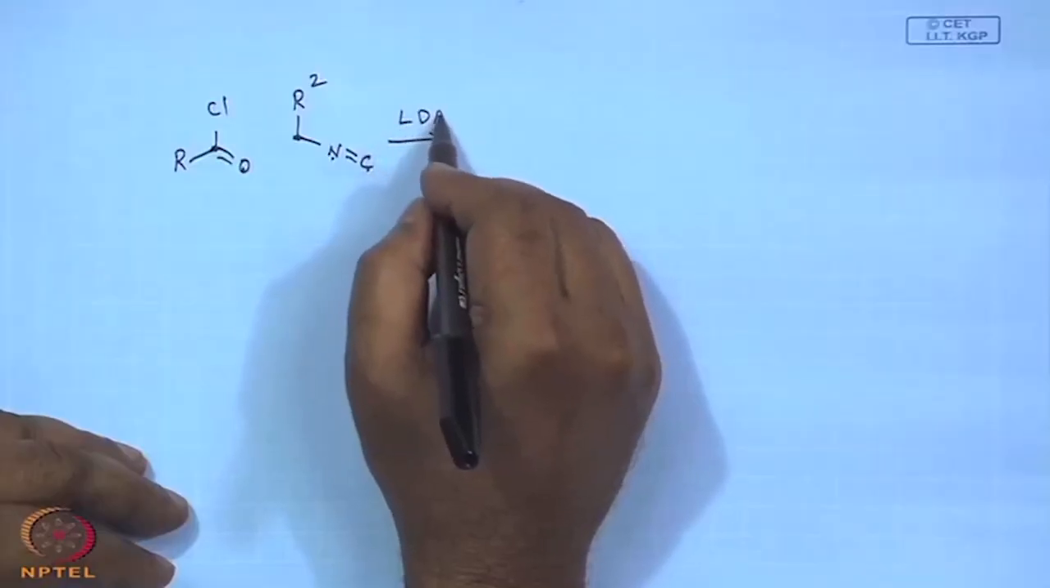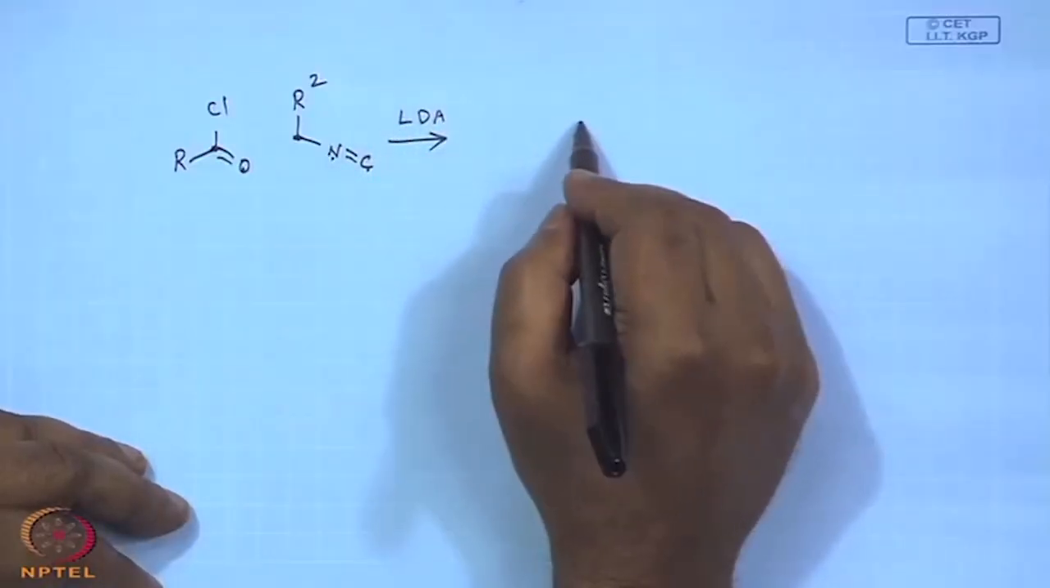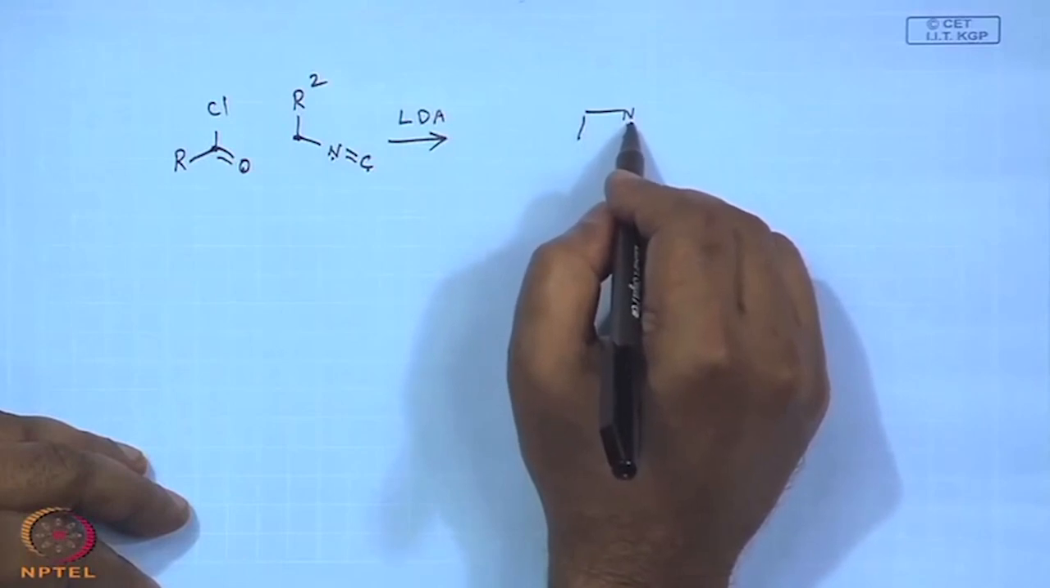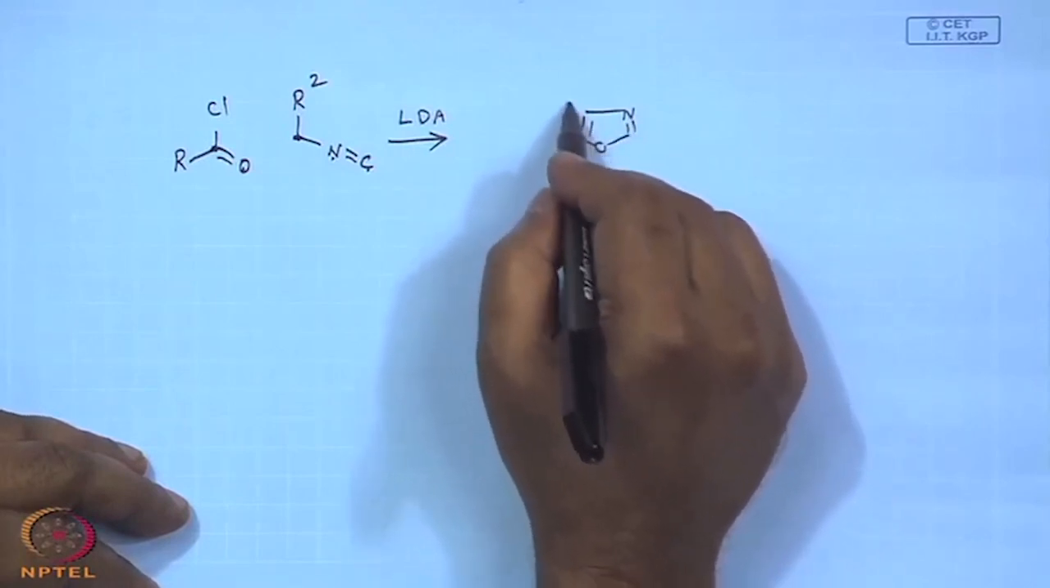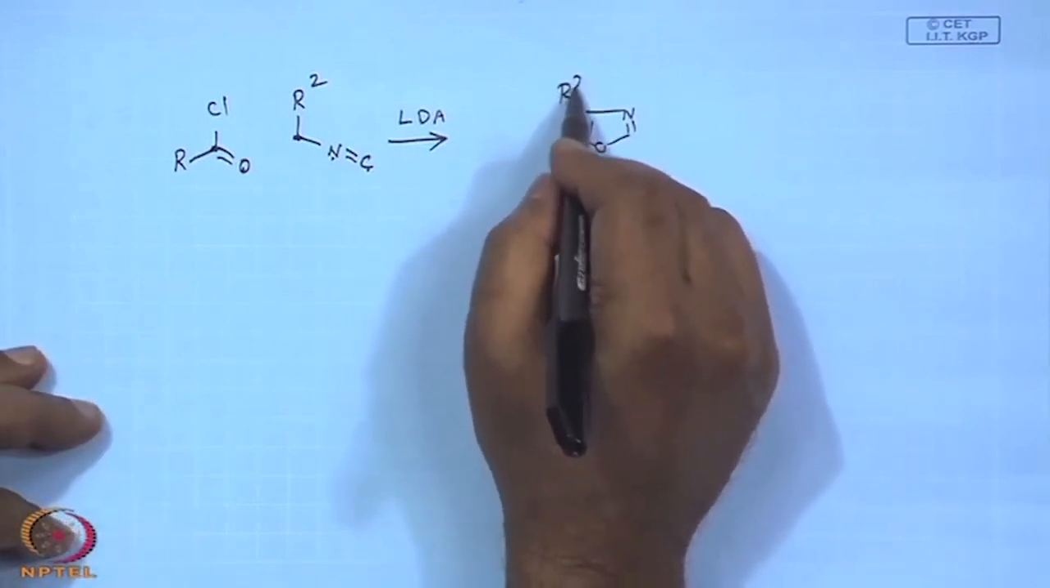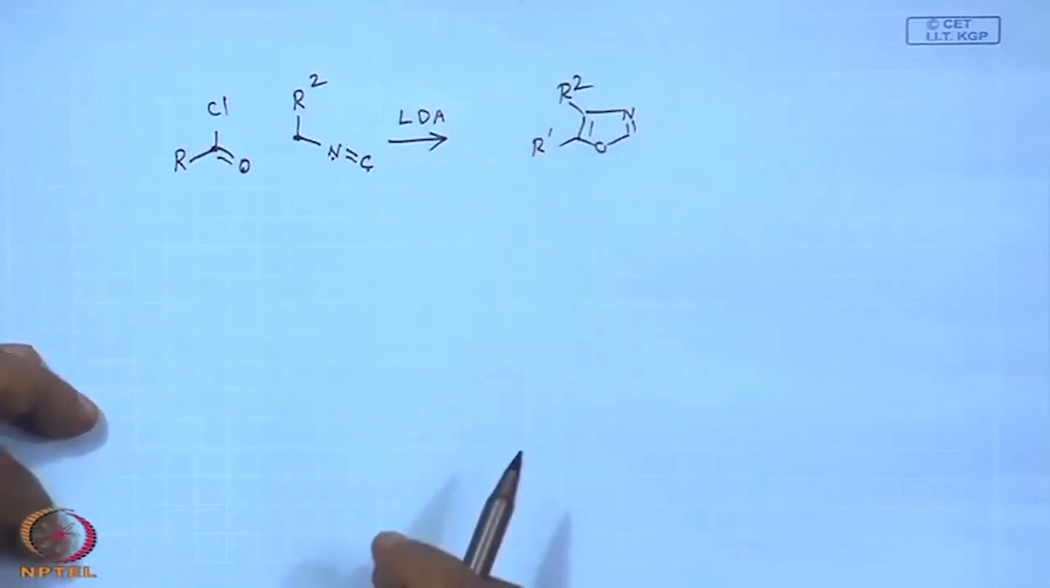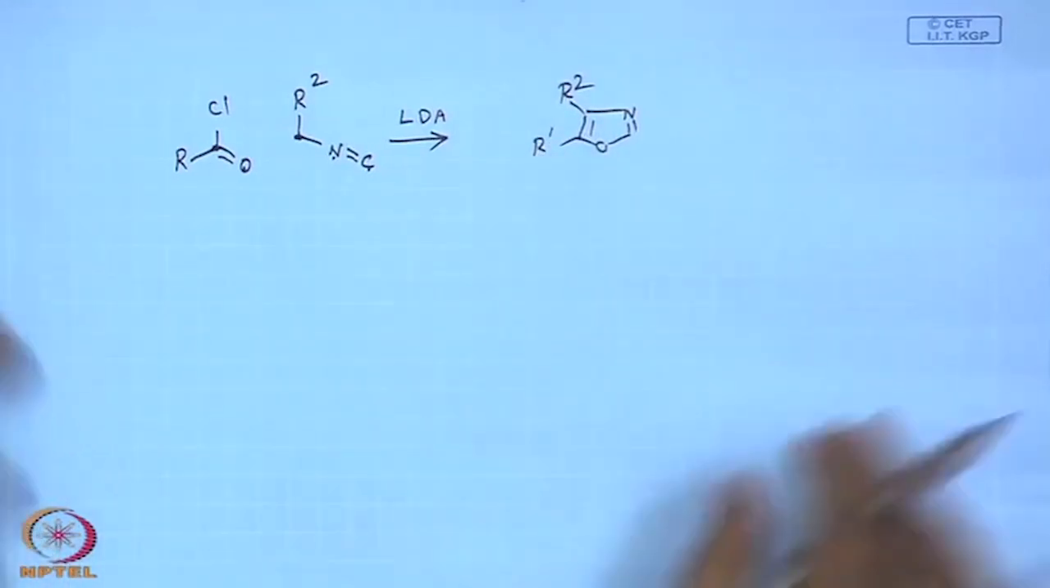That means you have basically interchanged the leaving groups. And obviously, in the previous case it was sodium carbonate or potassium carbonate, but these isocyanates are not as acidic as TosMIC. So you have to use a stronger base. Normally, LDA is used. And as usual, one can go to the corresponding oxazole. Okay.